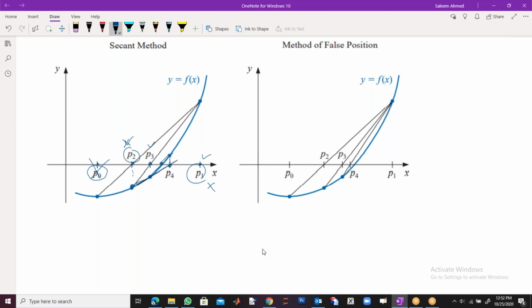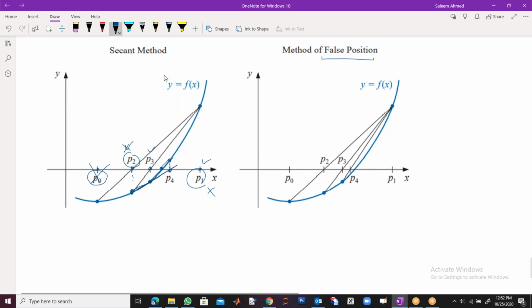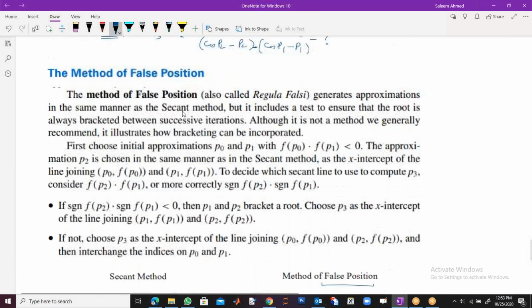There is another method which we call method of false position. This is similar to secant method, but the book also says that we do not recommend this method much. Why? Because it's very similar to the secant method. But we should know what the method of false position is. The other name is regula falsi.